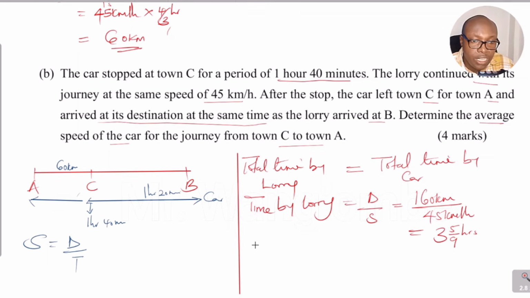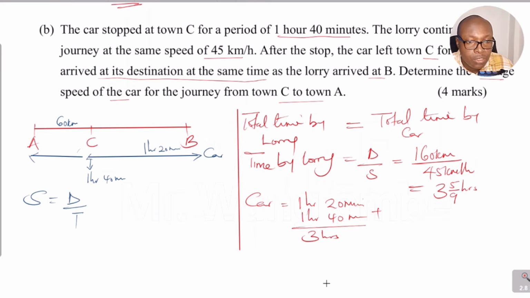So now already the car has taken 1 hour 20 minutes, and then it has also stopped for 1 hour 40 minutes. We have to calculate this time because we said the time has to be the same for them to arrive at their destinations at the same time. So when you add the two, you notice this will give exactly 3 hours. So the car has taken 3 hours so far.